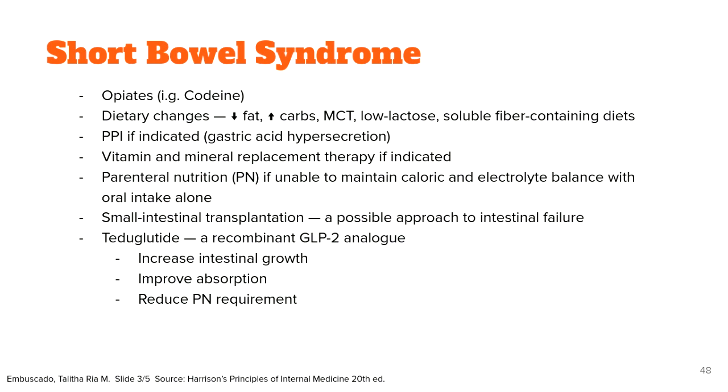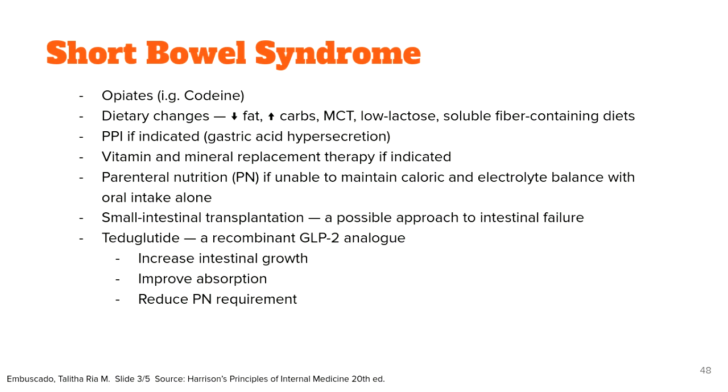So for short bowel syndrome, usually we can do dietary changes or opiates if the patient would present with diarrhea, PPI, and vitamin and mineral replacement therapy if indicated. So like what Doc said, if the patient's vitamin and mineral status is not okay, these would be replaced with parenteral nutrition as well.